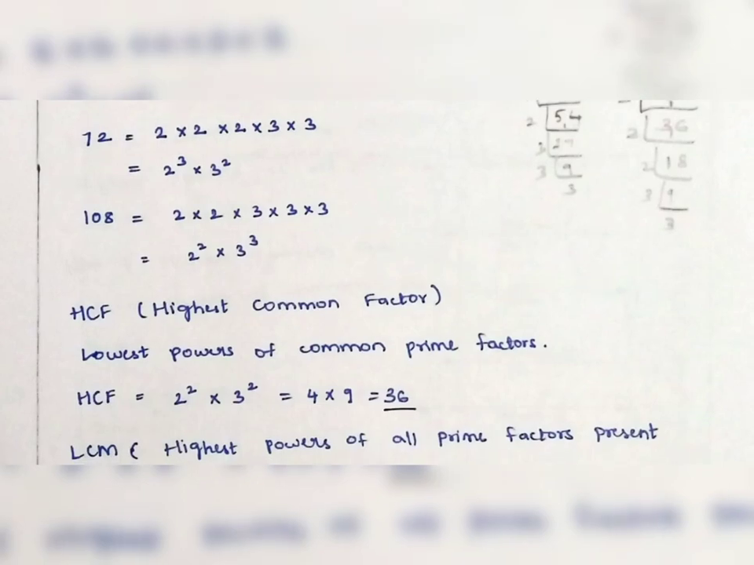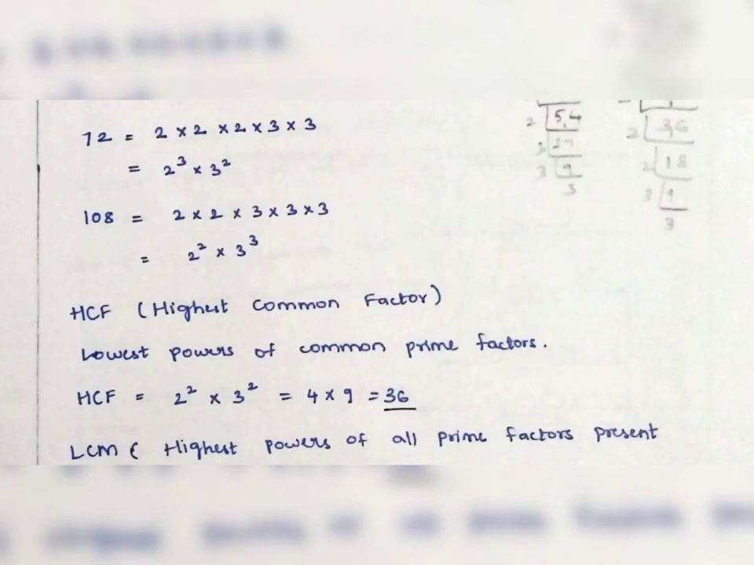HCF means what? Lowest powers of common prime factors. What are the lowest powers of common prime factors? In 72 we have 2 cube, and in 108 we have 2 square, and we have chosen 2 square because 2 square is lower than 2 cube.